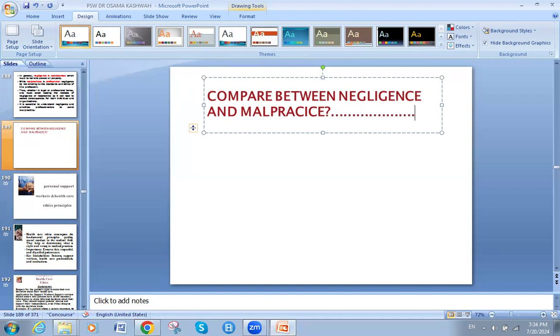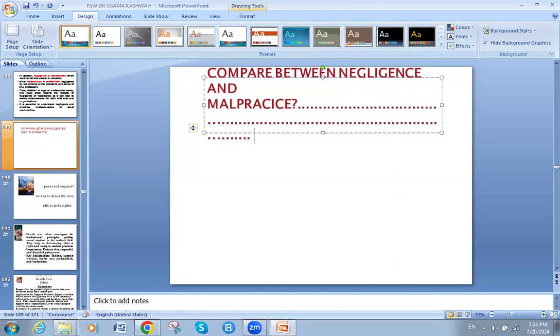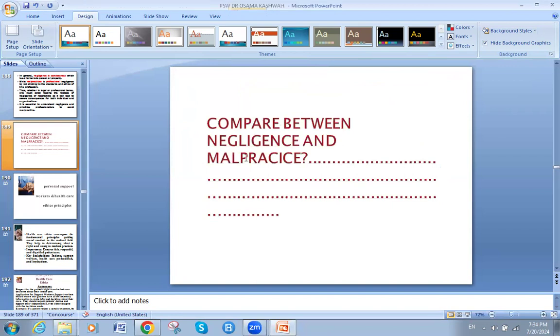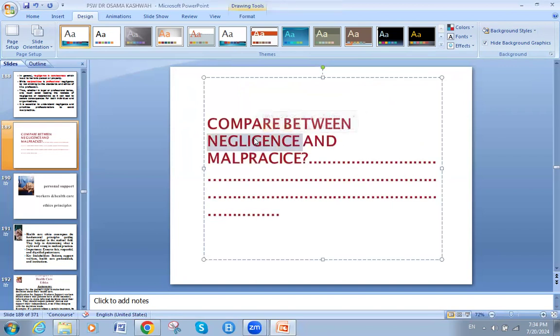Let me just review the answers with you right back so that you know what you are doing. Compare between negligence and malpractice. Negligence is about breaching the duty of care. You don't care too much and so on. But malpractice is more professional. You don't care about the way you have to do the work, about the contents of the work, about your duties. Malpractice can happen to engineers, doctors, lawyers, but negligence can happen to anyone.